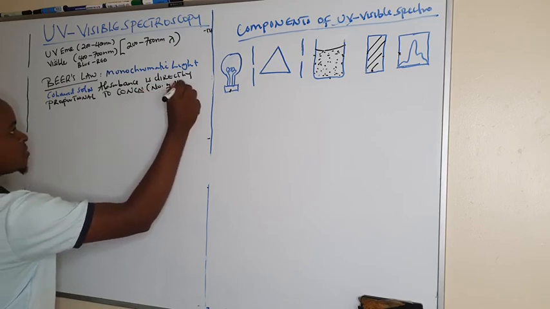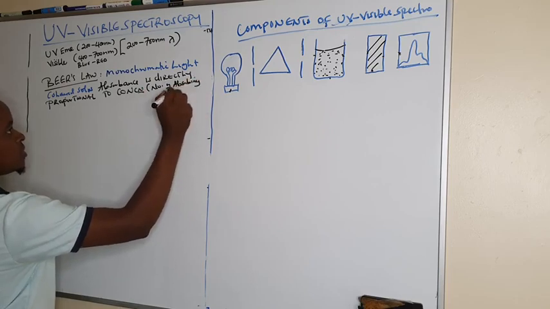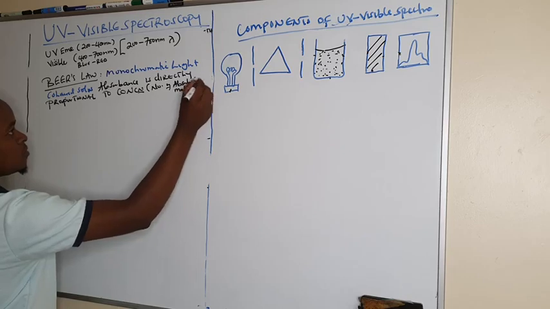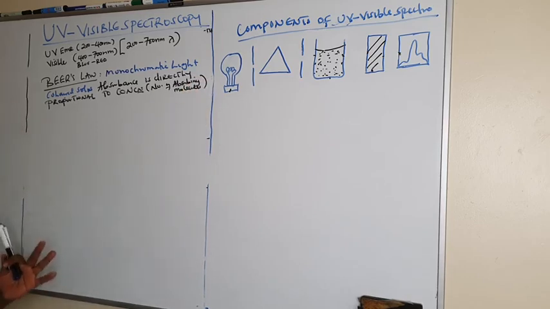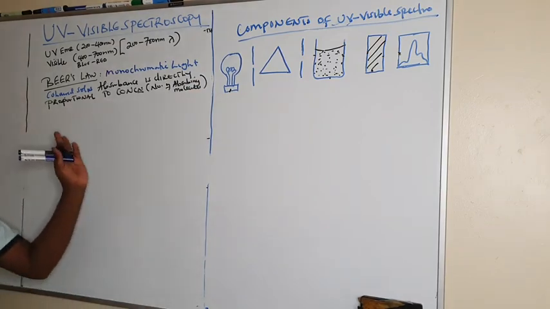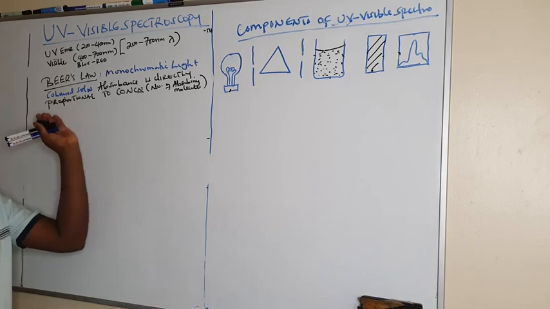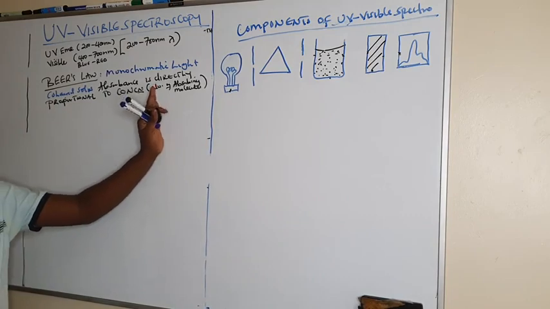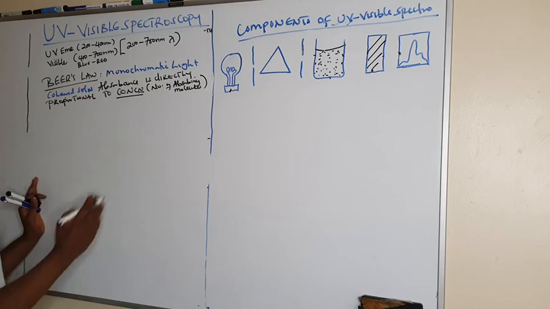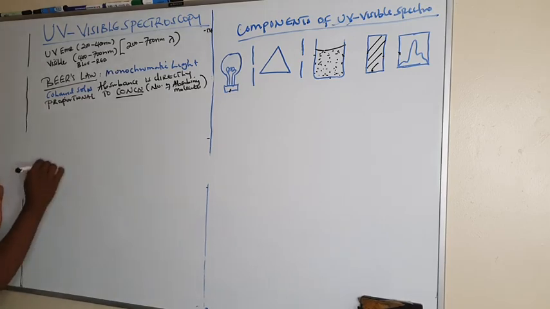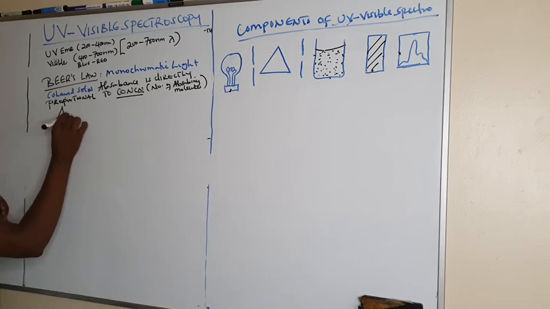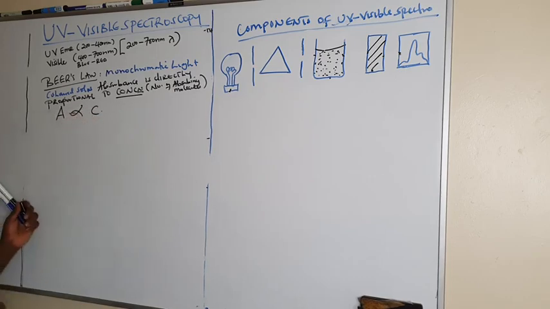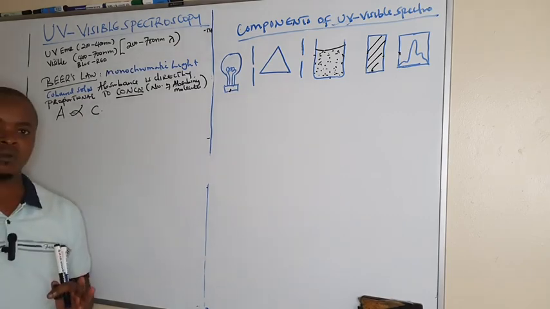That is according to Beer's law, by a German scientist who found out that when a monochromatic light passes through a well-mixed solution, absorbance is directly proportional to concentration, or what we are calling number of absorbing molecules in the solution. So this is what we can look at as Beer's law.